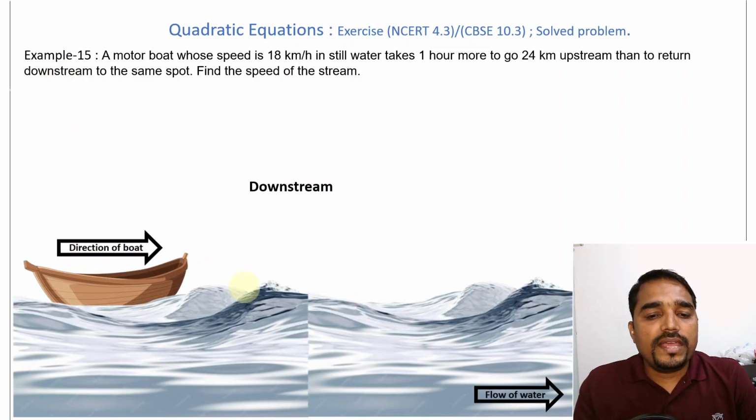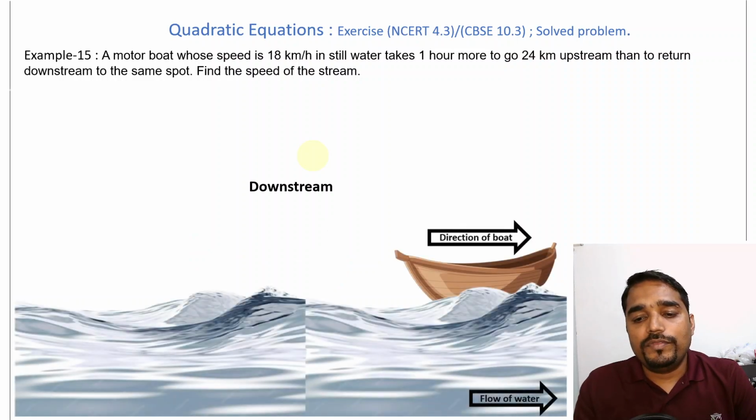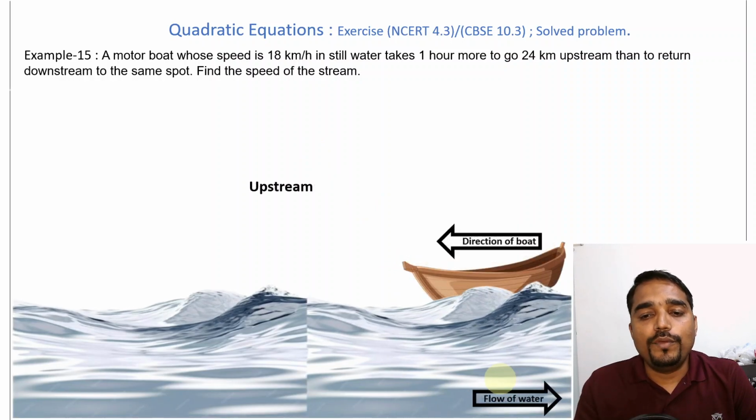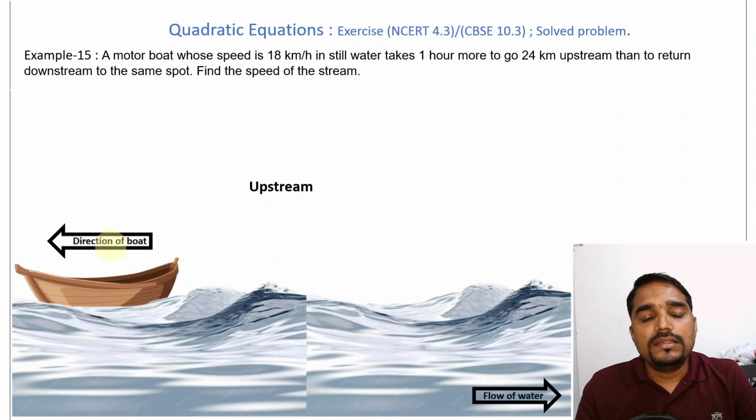Here we can see that the water is flowing from left side to right side, and if the boat is also moving from left side to right side, then it is called downstream. That is, in downstream, the boat will move along the direction of the water. Because the boat is moving along the direction of water, the effective speed of the boat would be the speed of the boat plus the speed of water. On the contrary, if the boat is moving from right side to left side, then the boat is moving against the direction of water. In that case it is called upstream. In this case, the effective speed of the boat would be speed of boat minus the speed of water.